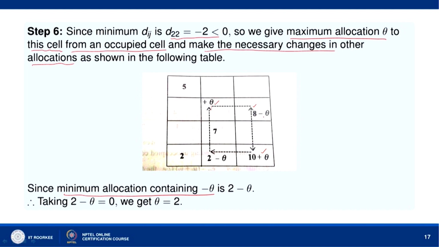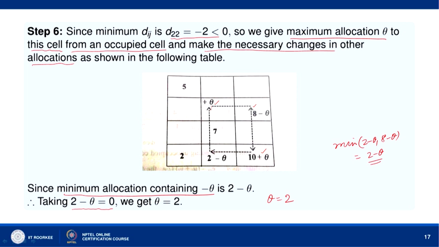Containing minus theta, we have two allocations, 2 minus theta and 8 minus theta. So, minimum of 2 minus theta and 8 minus theta we have to consider, and this is 2 minus theta. So, we put 2 minus theta equal to 0, and we get theta equal to 2. So, theta equal to 2 means 2 here, and this is 6, this is 0. So, this occupied cell now becomes 0, and here we get 12.